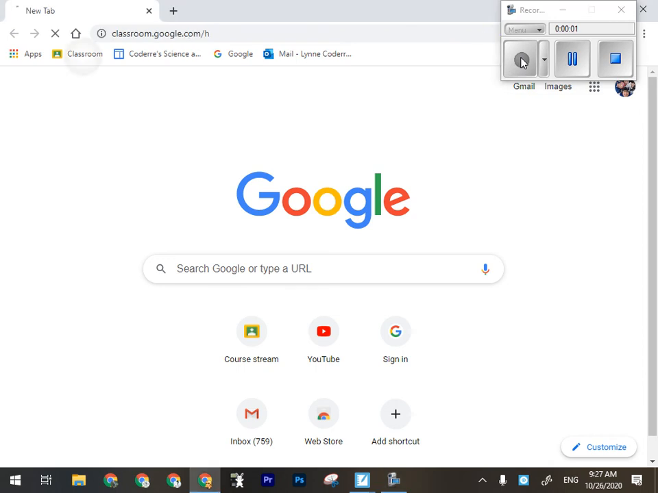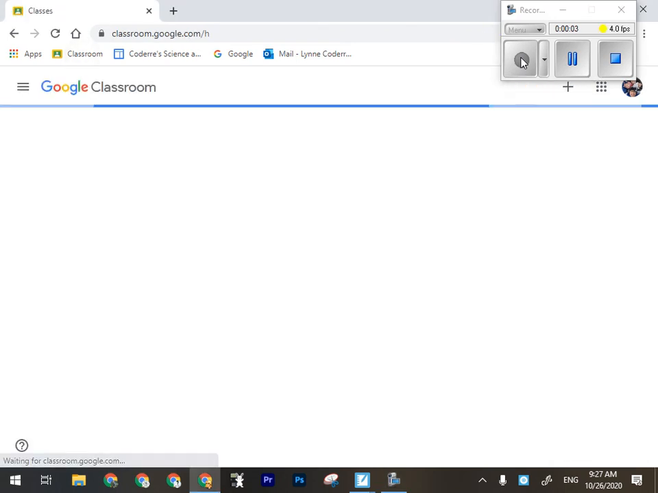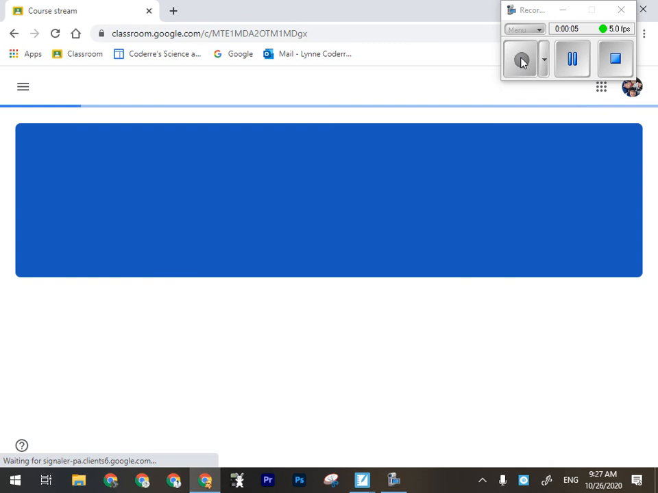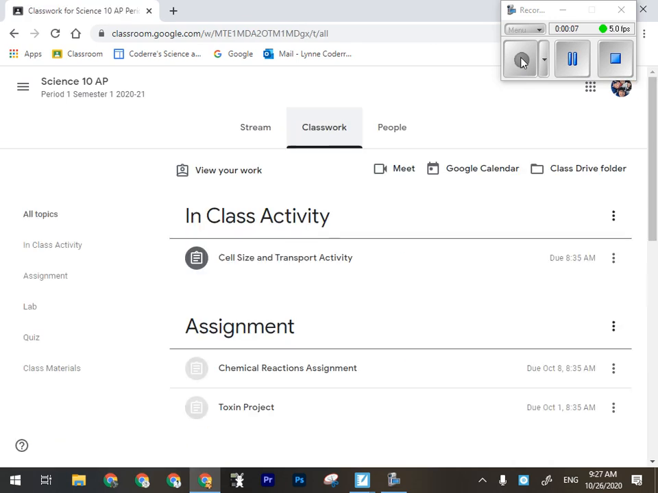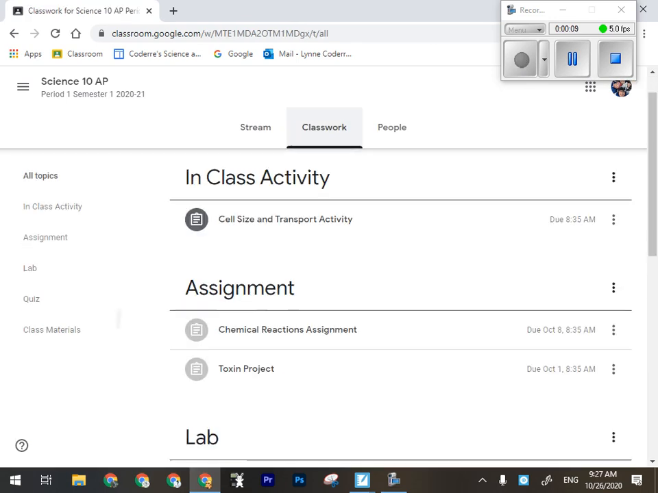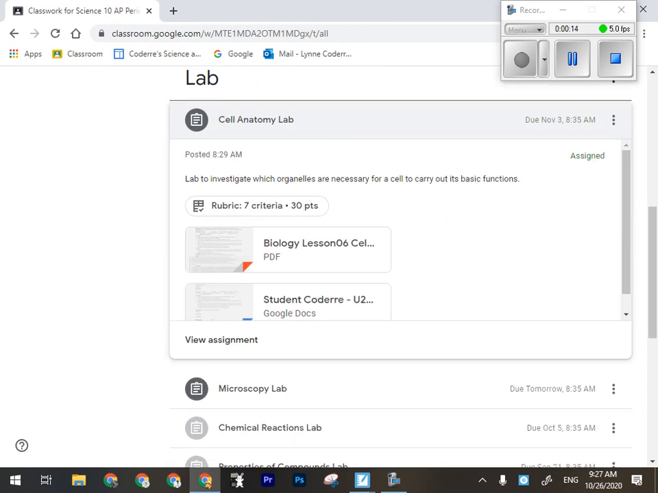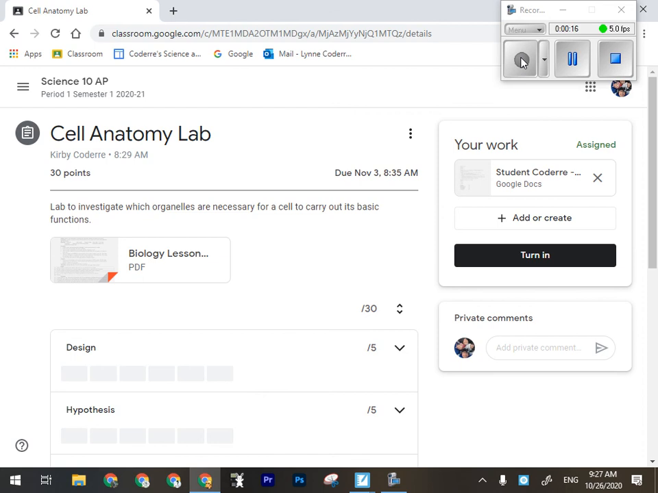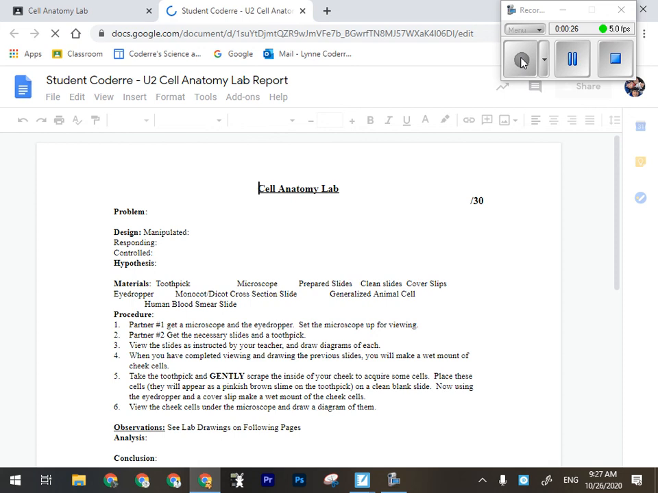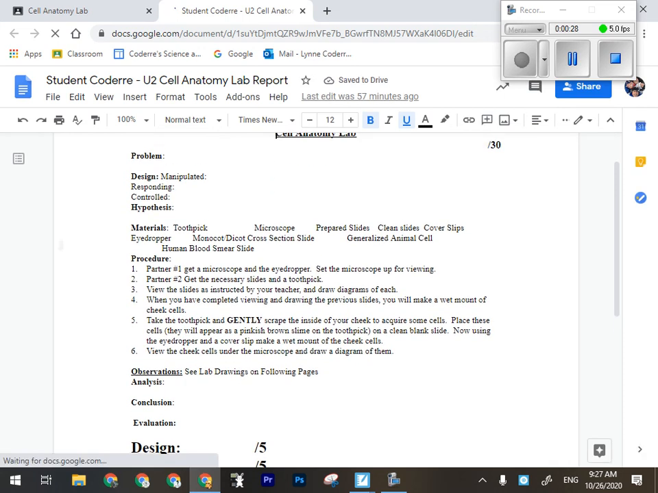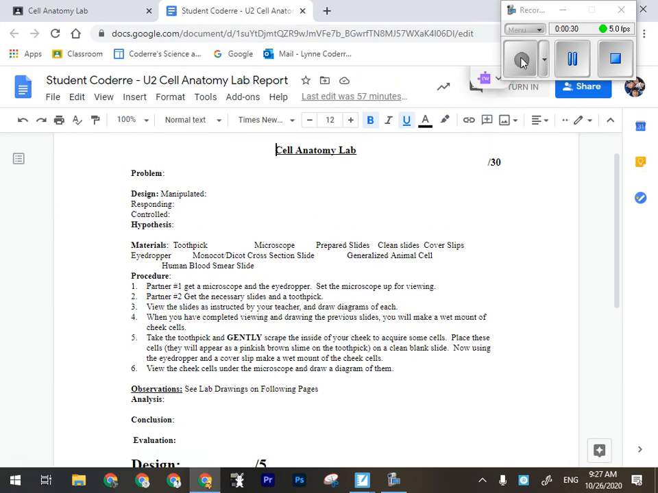Okay, so in Google Classroom, in the classwork tab, and it'll be under labs, so a little bit further down, cell anatomy lab. Obviously you want the Google Doc open. I'll be working out of the PDF, and then when I get done explaining all of this, we'll have the recording in there as well. Your Google Doc looks like this. You're just going to fill it out, same as we always do.